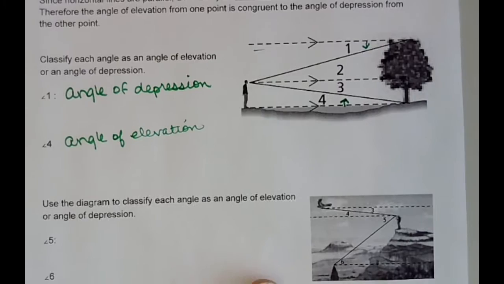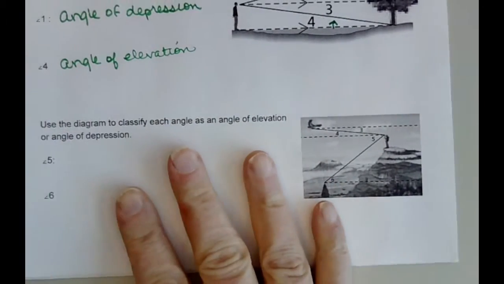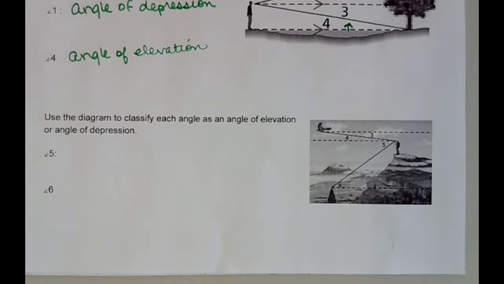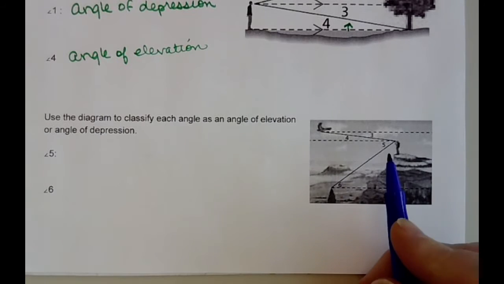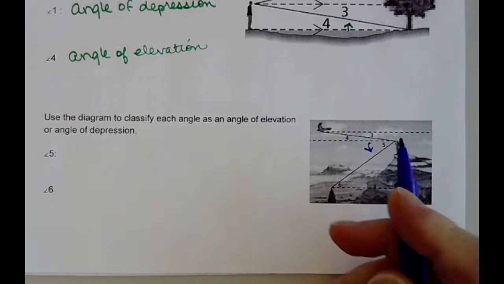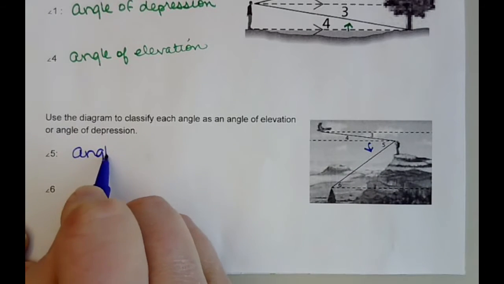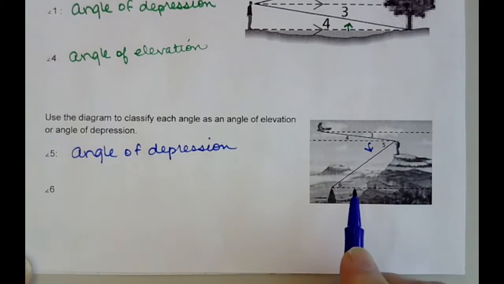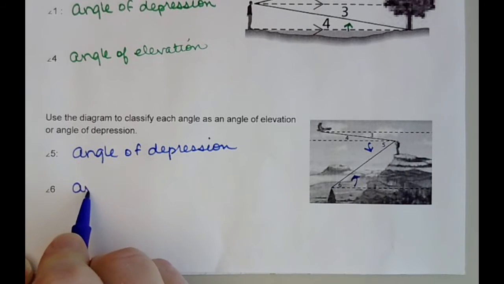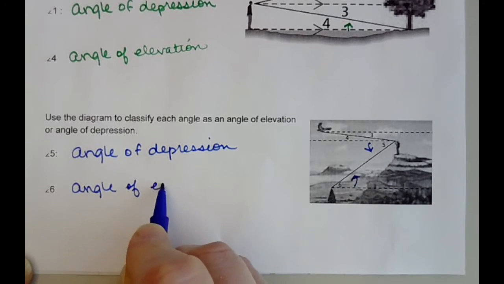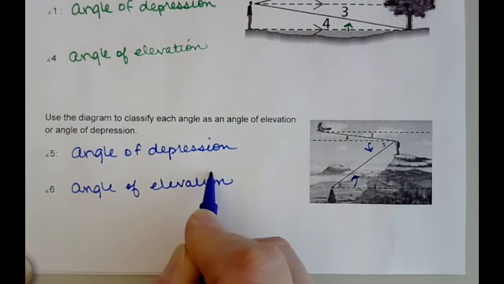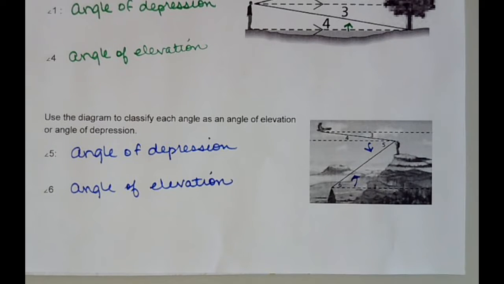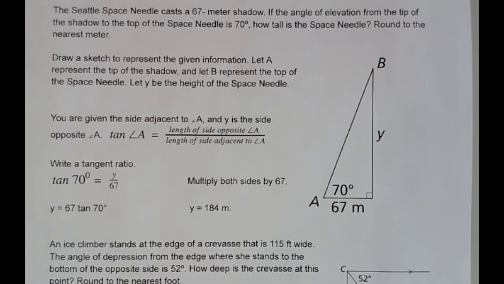For the next problem, the next picture, we're looking at 3, 4, 5, and 6 right here. And it says, what is the angle 5? So angle 5 is looking down, because here is my shape, so that's an angle of depression. And angle 6 is looking up, angle of elevation. Okay, so that's just labeling them at this point. So now let's do some word problems with them.